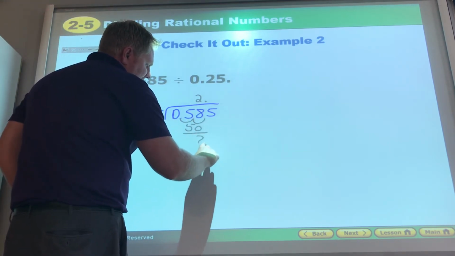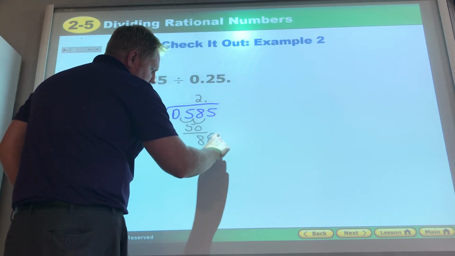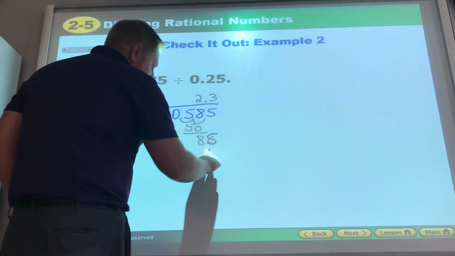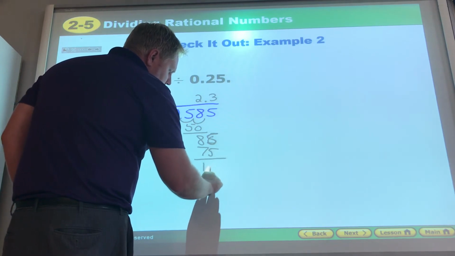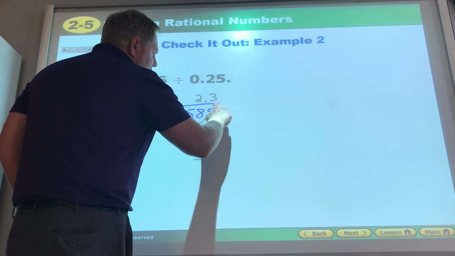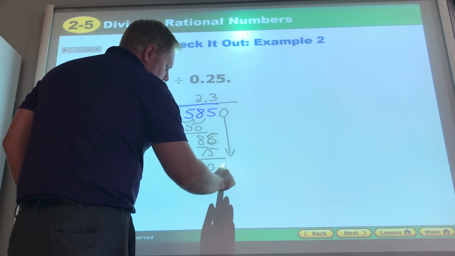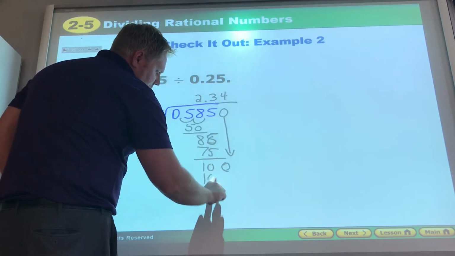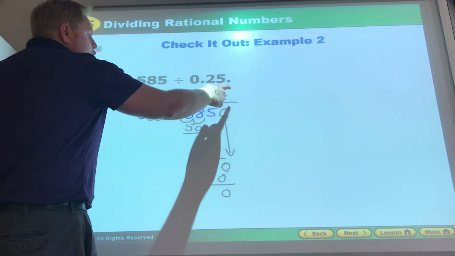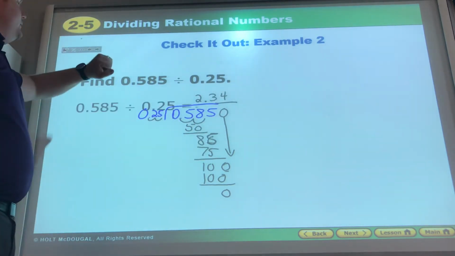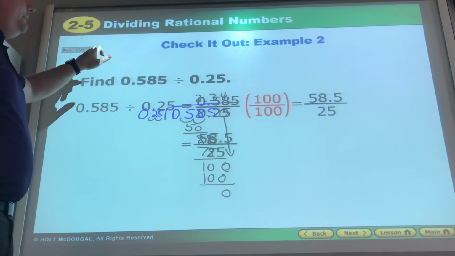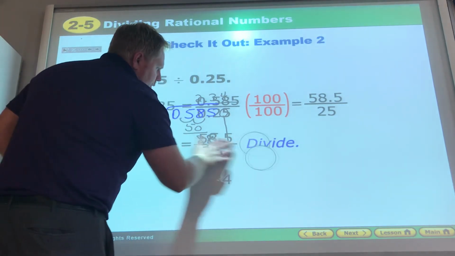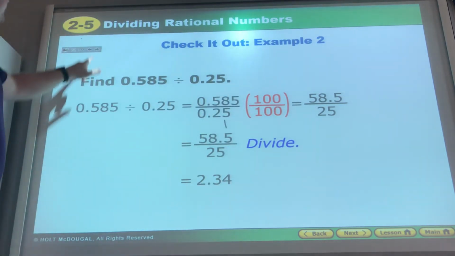Okay. We get 85, excuse me. All right. We do that, we'll go in there 3 times. That's 75. So that's 10. Now, I can see it'll come out nice and evenly if I put a 0 and I bring it down. 25 will go into 100 4 times. So that's 100. Hey, we're even to that. 2.34 is our answer. All right. We do the division and, oh, sorry. We get 2.34. All right.